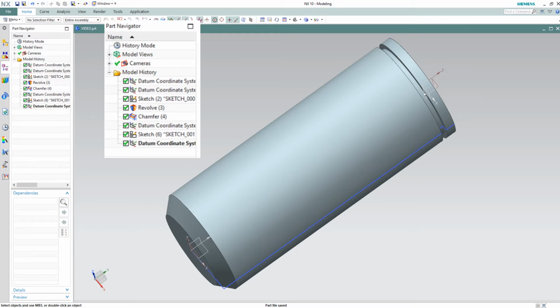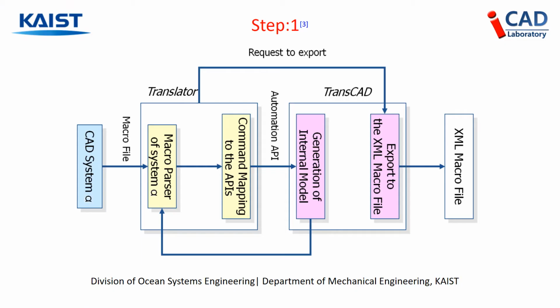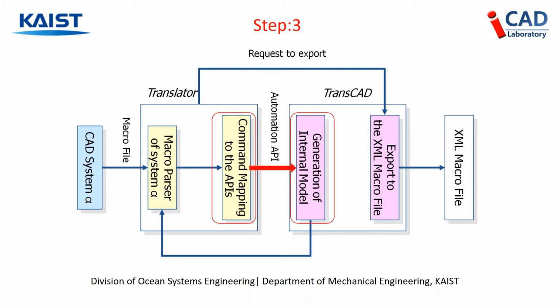This solid model in CAD system alpha, that is NX, is to be transferred to CAD system beta, that is, let's say, CATIA. First, the translator brings information from the native macro file of the sending CAD system by using the macro parser for the sending CAD system, which is NX in our case. The information acquired in the previous step is mapped with TransCAD APIs using command mapping modules. By calling the APIs corresponding to the information, the translator creates the same model inside TransCAD.